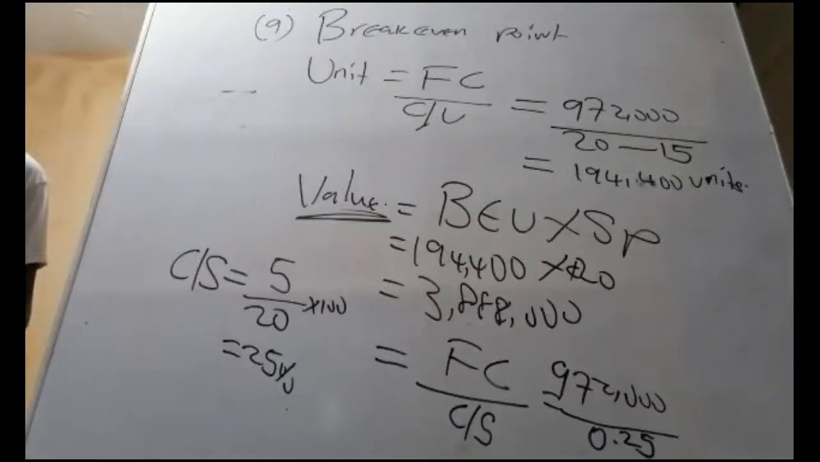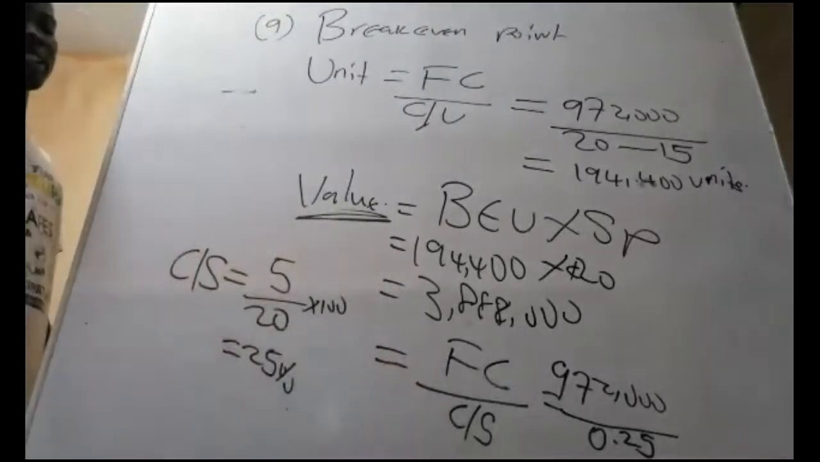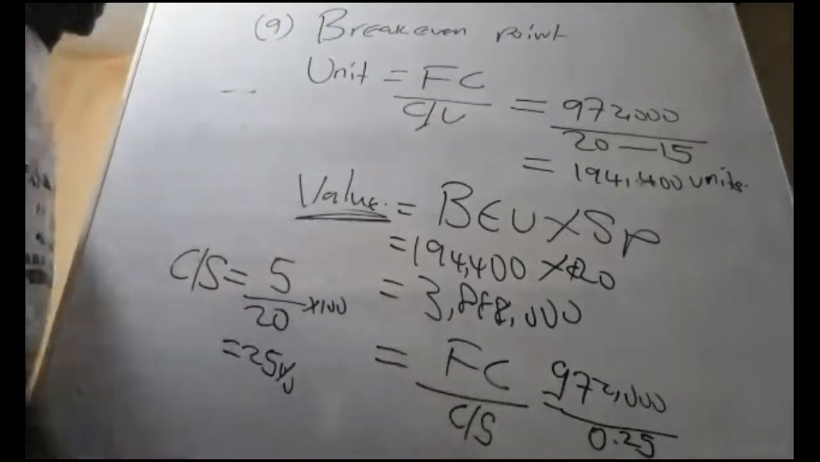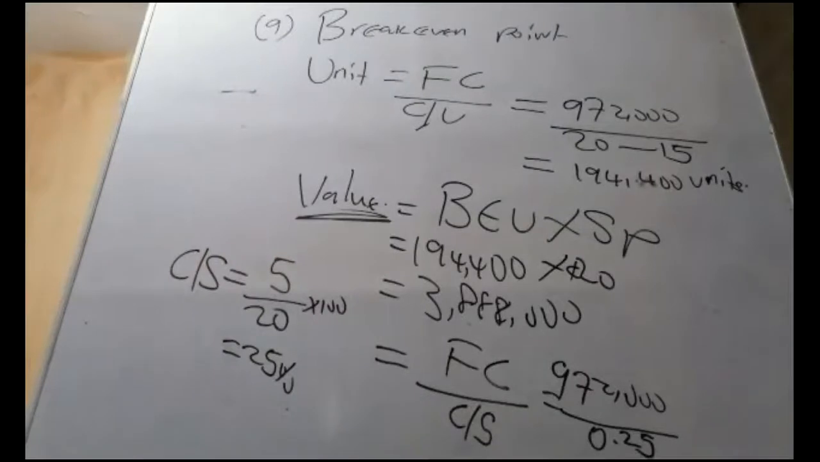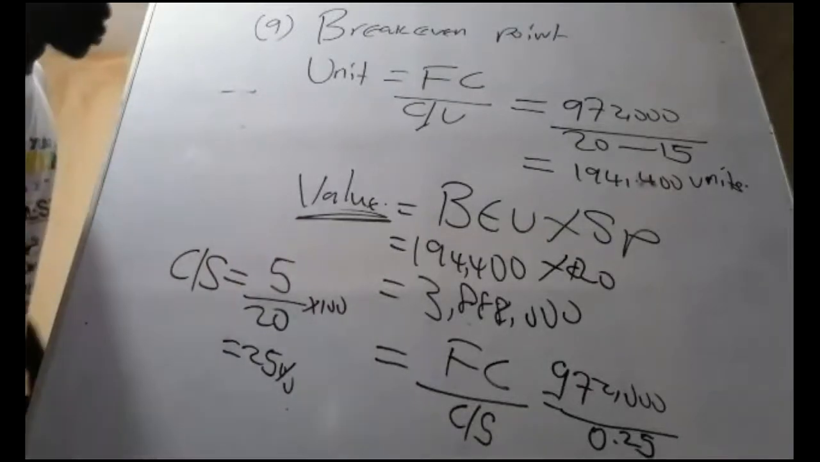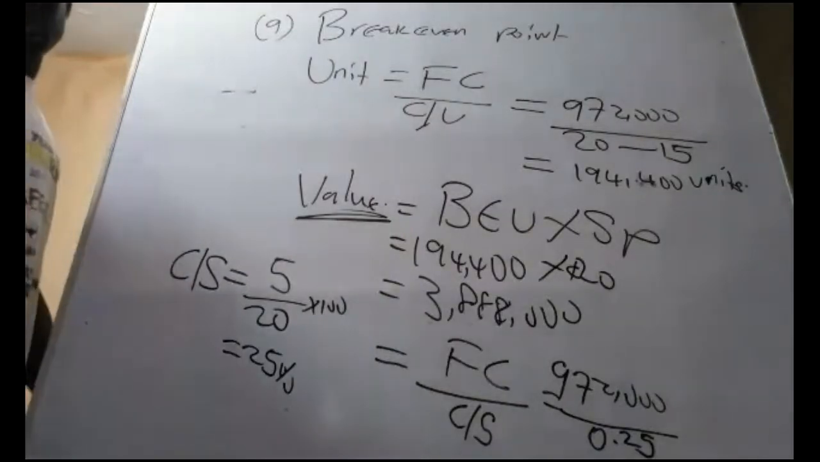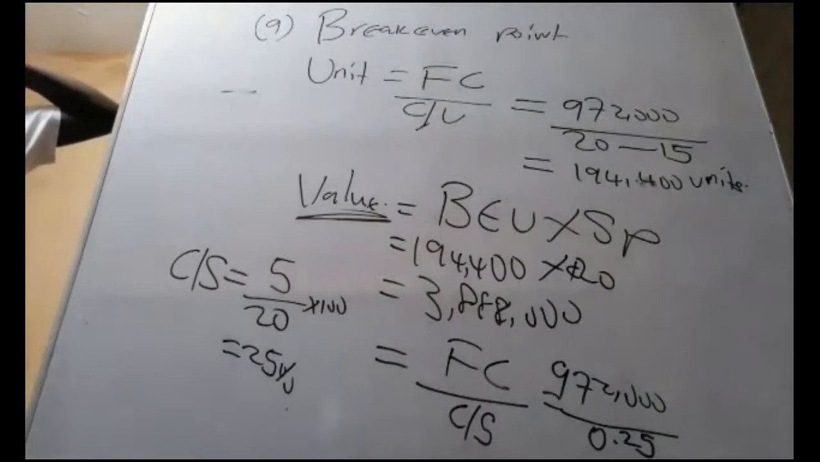So that's the alternative. Why am I interested in the CS ratio? I like it because in the event where they don't give you the selling price, you can use that one to find it. Good. I'm done with the A. I hope everybody gets it.